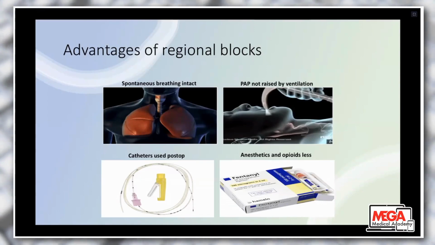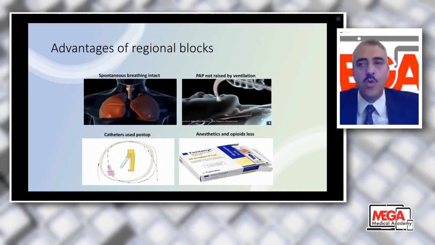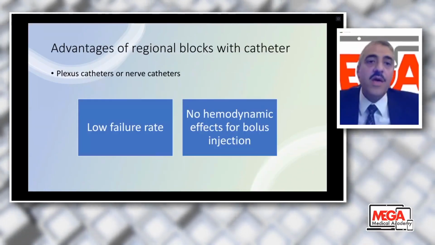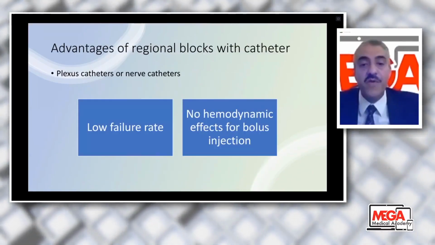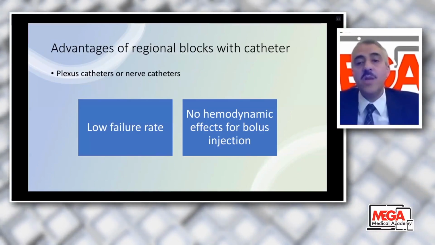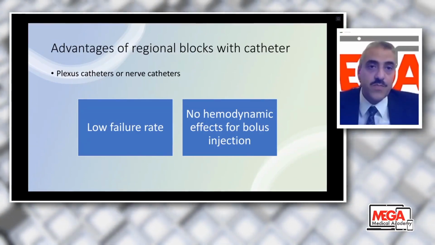There is also less anesthetic and fewer opioids used inside the OR, which might otherwise affect the central ventilation of the patient. If the regional block is a plexus block with catheter or a nerve block with catheter, the advantage increases, with a low failure rate and no hemodynamic effects from bolus injection.